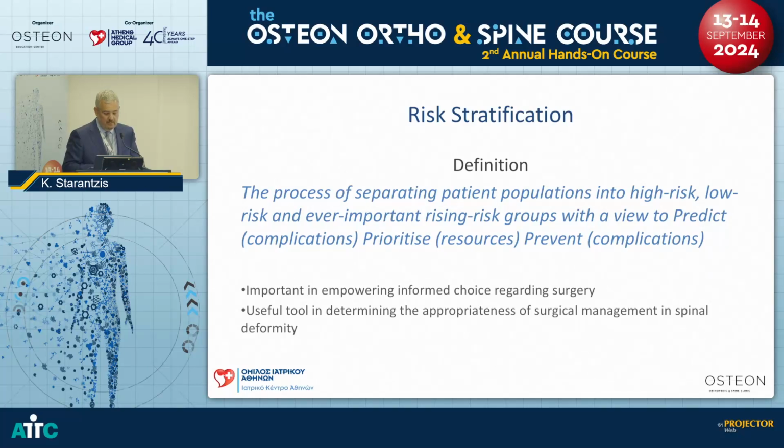in empowering informed choice regarding surgery, in giving informed consent. You need to tell them about the risks and the benefits. And the patients ask for numbers, saying, you know, how likely am I to get better? 50%, 70%, 90%, they like numbers, which we can't give, but they get an idea with this stratification. And it's a useful tool in determining the appropriateness of surgical management in spinal deformity.